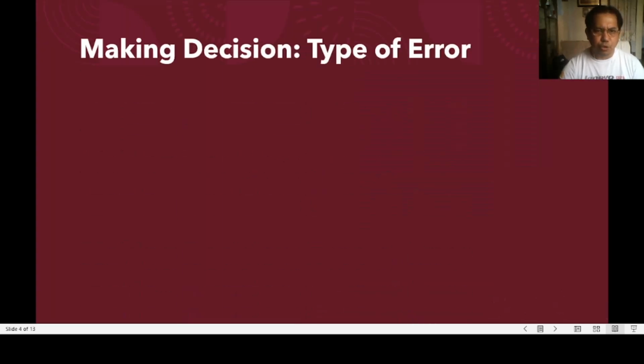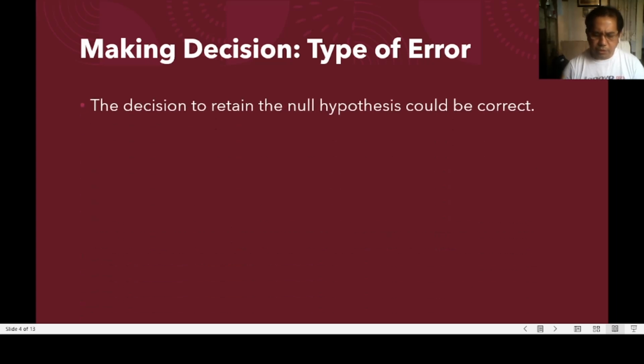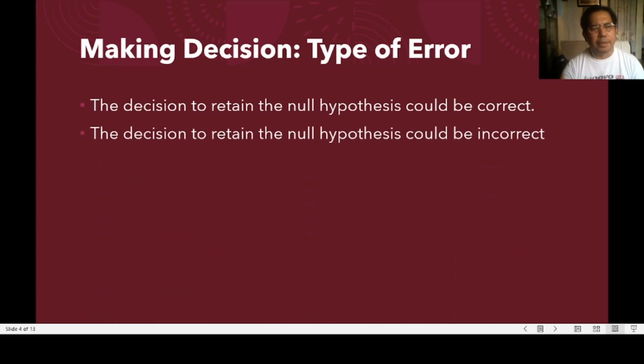So, making a decision. When we make a decision, we have to consider types of error. When we decide, the decision to retain the null hypothesis could be correct, or the decision to retain the null hypothesis could be incorrect. Meaning to say, you can retain the null hypothesis and that is correct, or you can retain it but that could be incorrect.